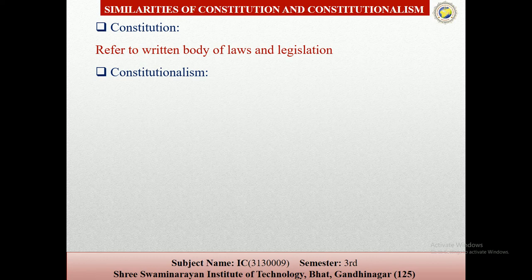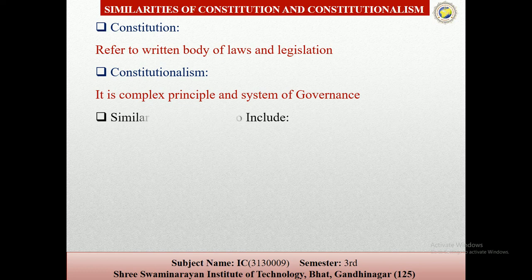So the constitution is one type of body of laws and legislations, and the second is a complex of principles and the system of governance. So the constitutionalism is the complex of principles and the system of governance. So you can see here constitution एक type of written body है जो laws को represent करती है, और कॉन्स्टिट्यूशनलिज्म इज़ अ प्रिंसिपल जो गवर्नमेंट के सिस्टम को रिप्रेजेंट करती है.